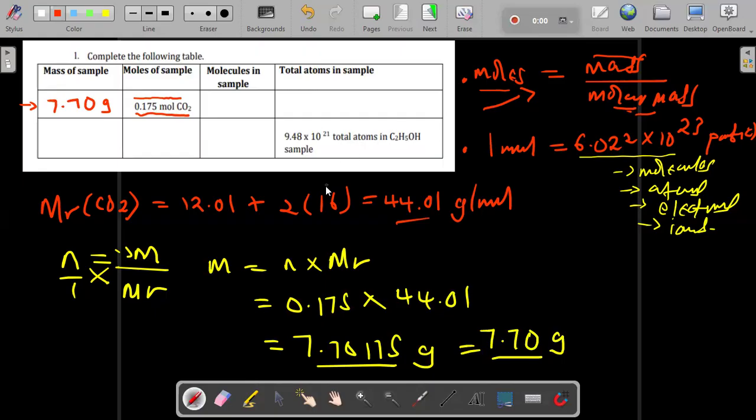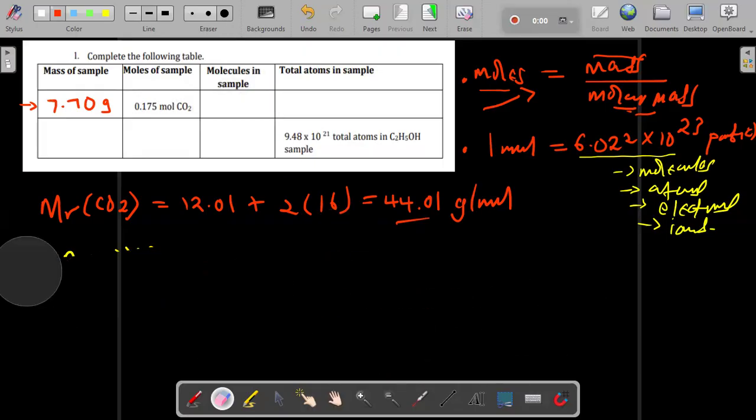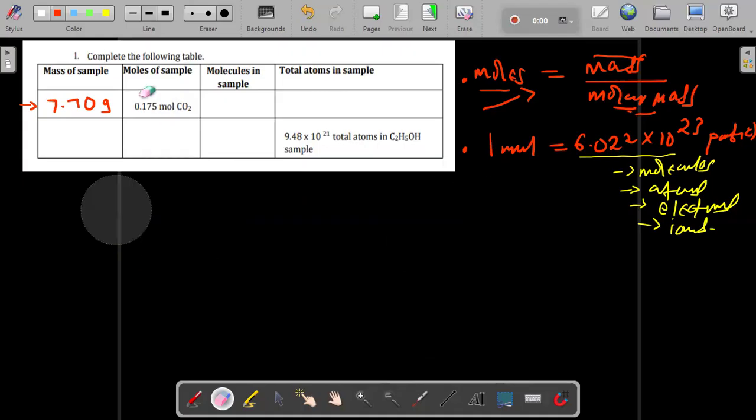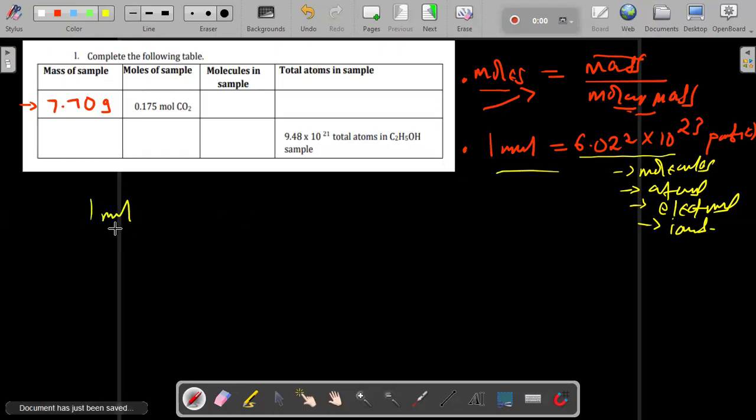Okay, so if there are no questions, then we can move on now and use this number of moles that we've been given to calculate the number of molecules in the sample and finally the number of atoms. All right, so to calculate the number of molecules, we are going to use this relationship here. We are going to say 1 mole of carbon dioxide contains 6.022 multiplied by 10 to the power 23 molecules.